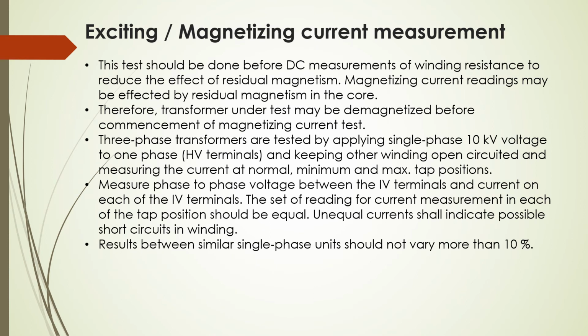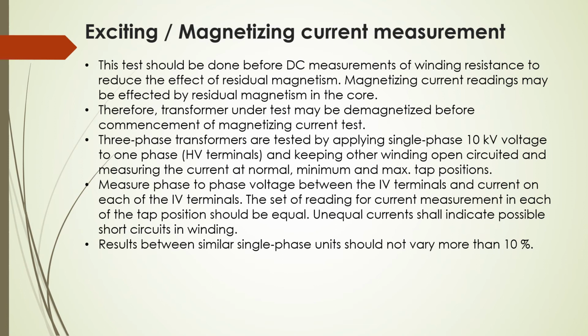Exciting or magnetizing current measurement. This test should be done before DC measurements of winding resistance to reduce the effect of residual magnetism. Magnetizing current readings may be affected by residual magnetism in the core. Therefore, the transformer under test may be demagnetized before commencement of the magnetizing current test.